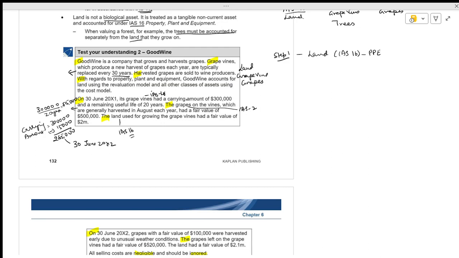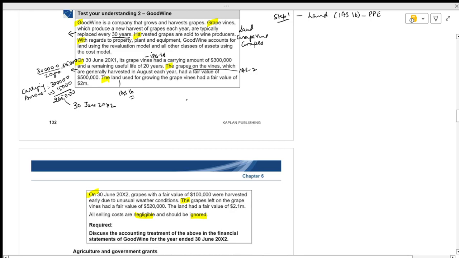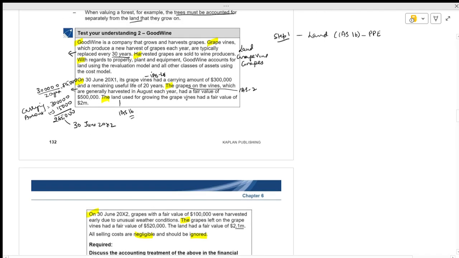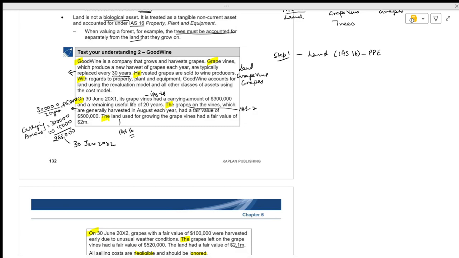How much is the land value? The land has a fair value of 2.1 million on 30th June 2002. What is the fair value of land? The fair value of land is 2.1 million. Okay.